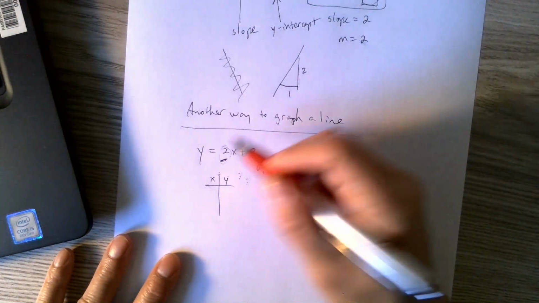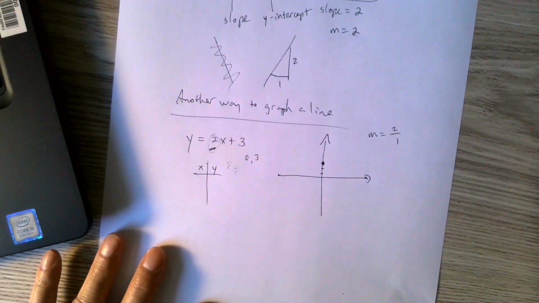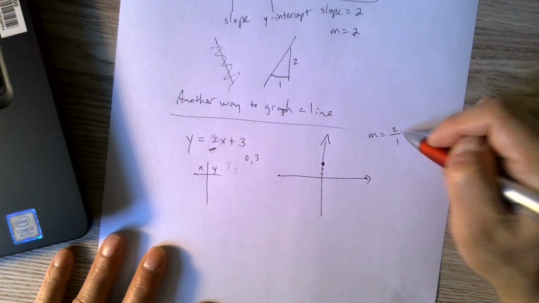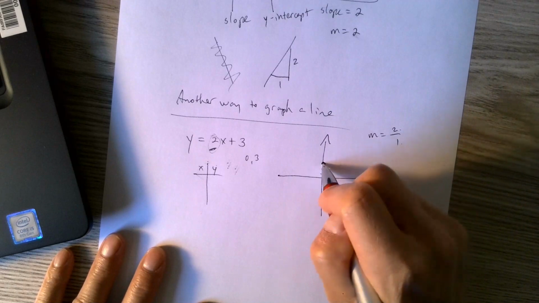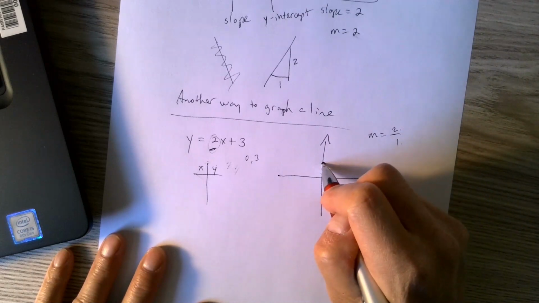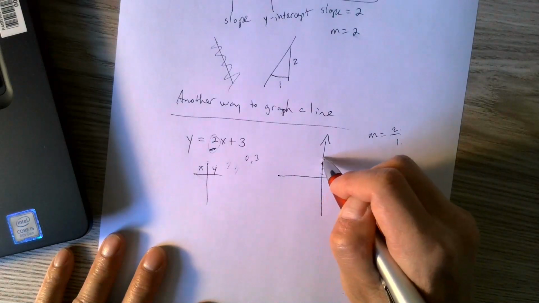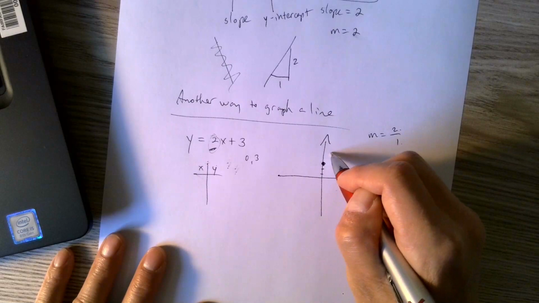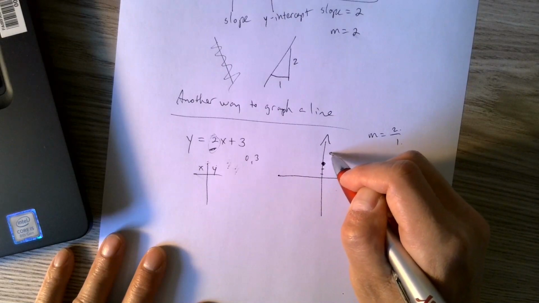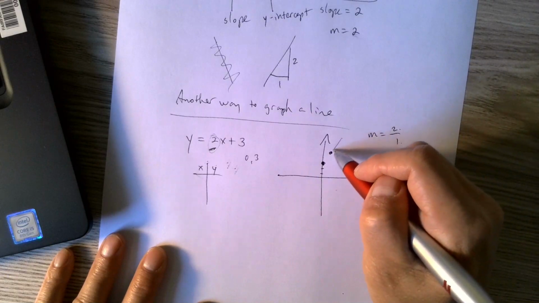I know that 2 means that the slope is 2 over 1, which means the rise is 2 and the run is 1. That means from this point, I can find another point on the line by going up 2, 1, 2, and to the right, 1. There's my second point.